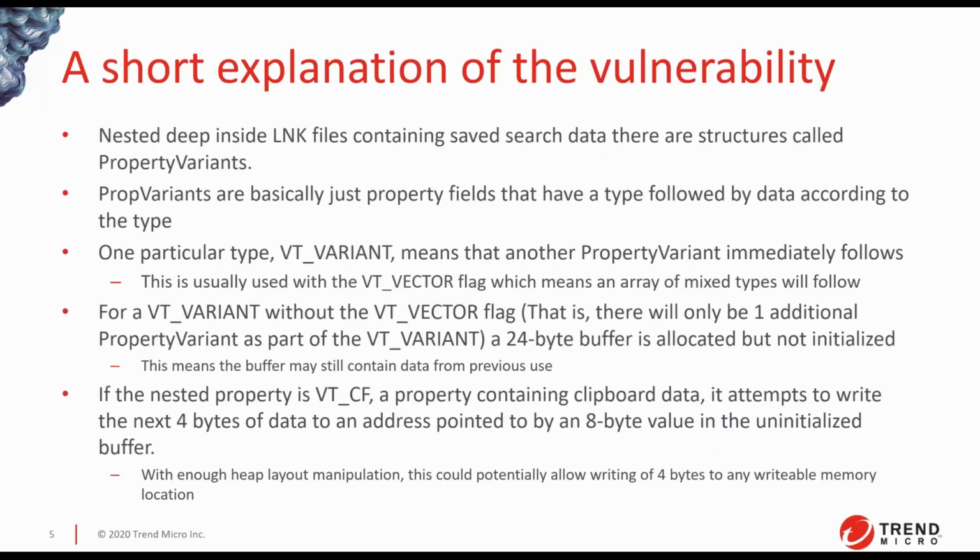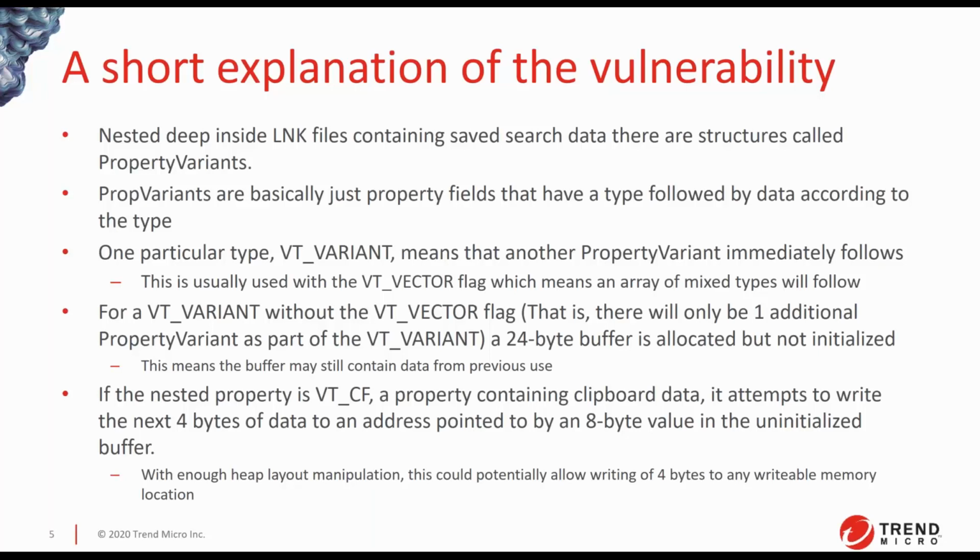Okay, so first let's talk really quickly about the vulnerability itself. We're not going to get into a lot of detail on it, but just so you have a little bit of background of what we had as a starting point. Nested deep inside link files that have saved search data, there are structures called property variants, or prop variants for short. Prop variants are basically just property fields that have a type followed by data according to the type. So it's sort of like a type-length-value field, except it doesn't always have the length. It depends on the field type itself.